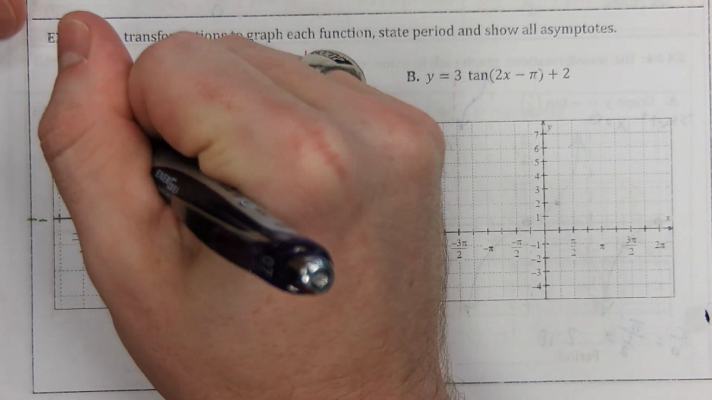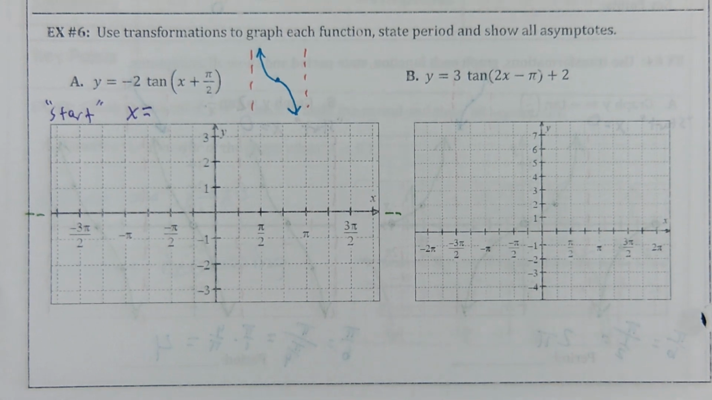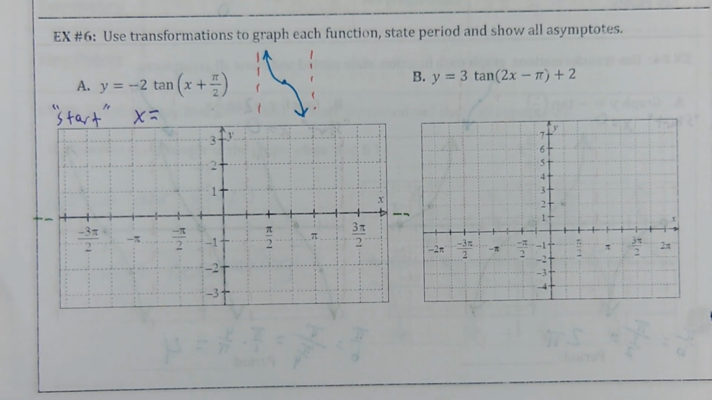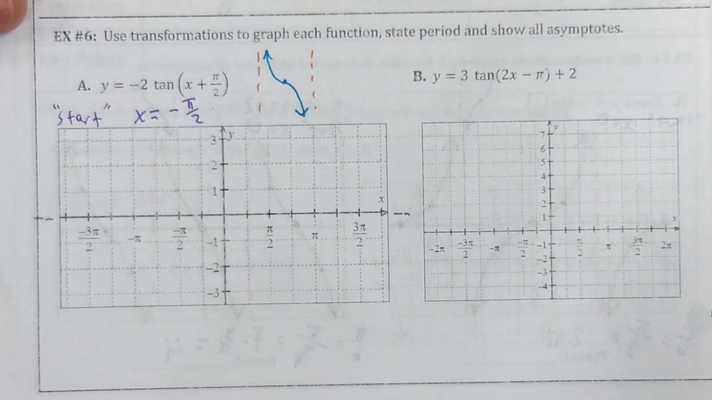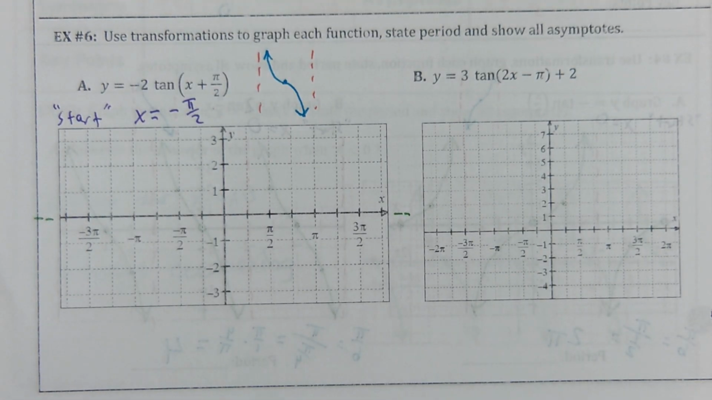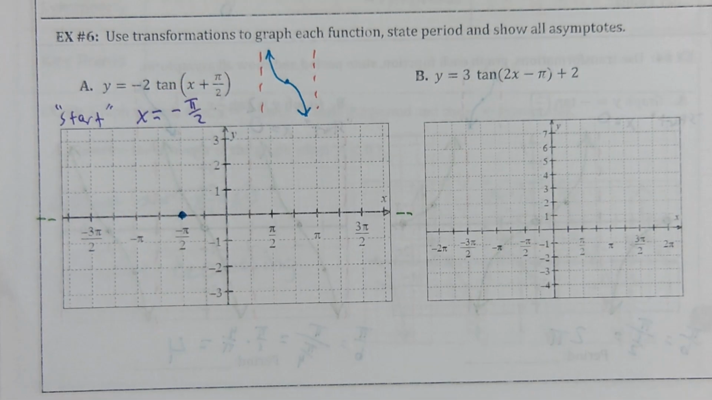What makes the inside equal 0 for this one? Lots of people can say it, would make me happy. Negative pi over 2 makes the inside equal 0. That means we will find that first inflection point on that green dotted line at x equals negative pi over 2. Might as well throw it on there, like that.